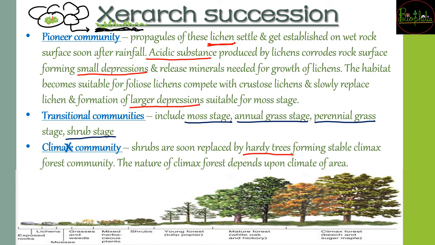This is not a one-night miracle; it has taken many years to happen. And this is the sequence: lichens, then moss, the annual grass stage, perennial grass, the shrub stage, and finally the hard trees forming the forests. So here is the timeline that you can see in the image. Where there were very small lichens, from lichens came mosses, from mosses came grasses and weeds, and as you go ahead, this comes to the climax of large, good forest.